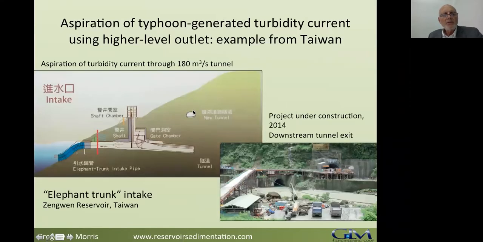Here's an example from Taiwan. They call it an elephant trunk intake, where they have constructed this type of intake to siphon turbidity currents from their reservoir and release them downstream during typhoons. Taiwan has very weak geology. They have severe sedimentation issues, particularly during typhoons.